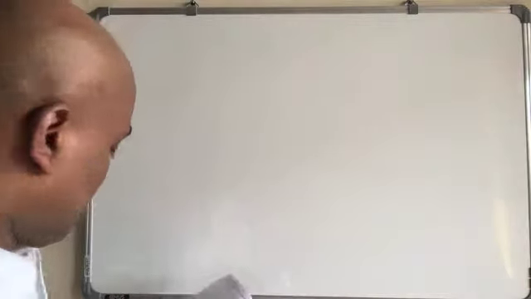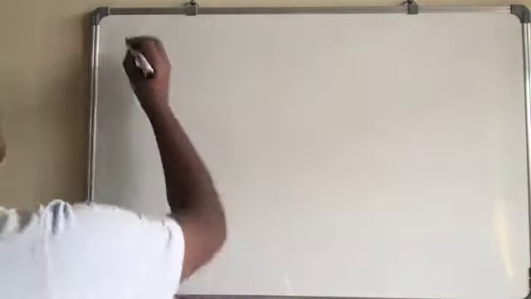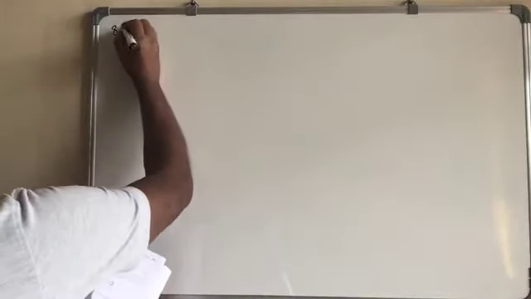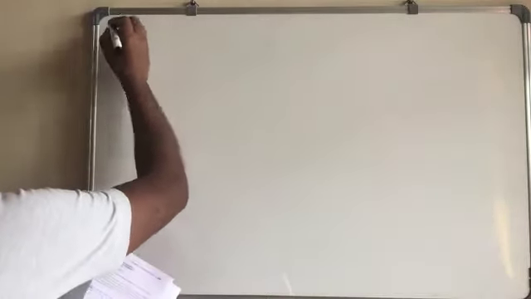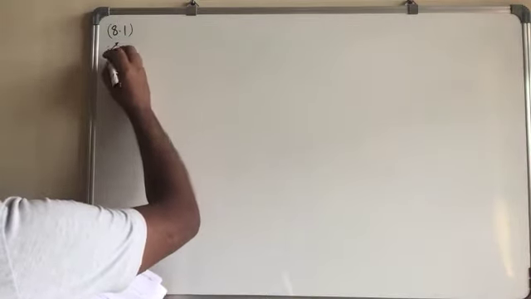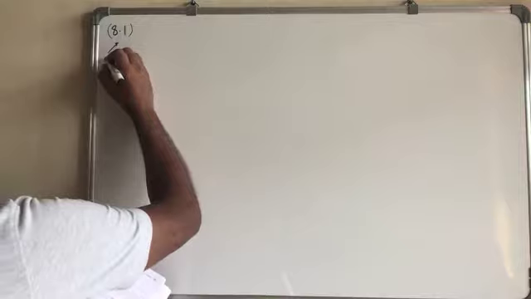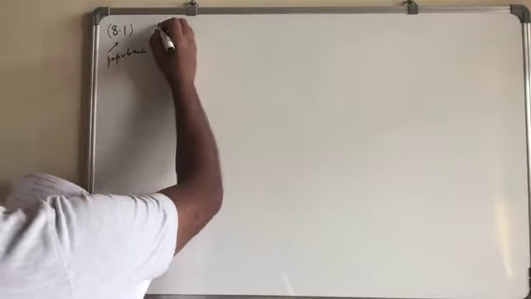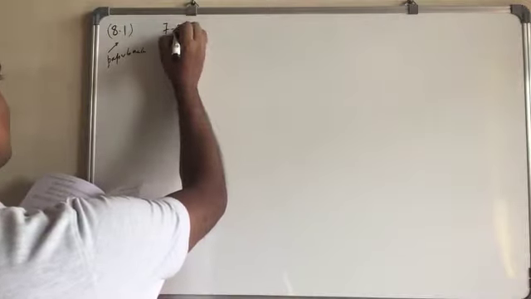So we'll start with 8.1. This is written in brackets, meaning that this is from the paperback. From the ebook it is 7.2.